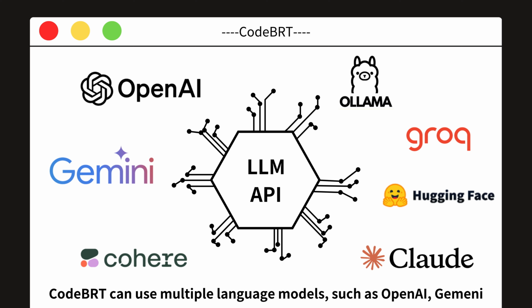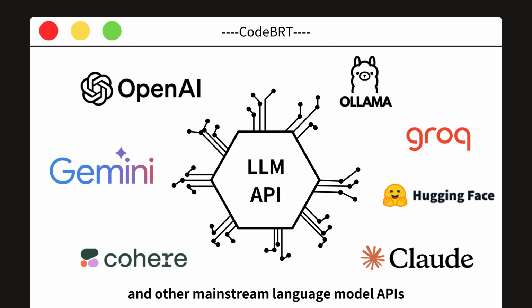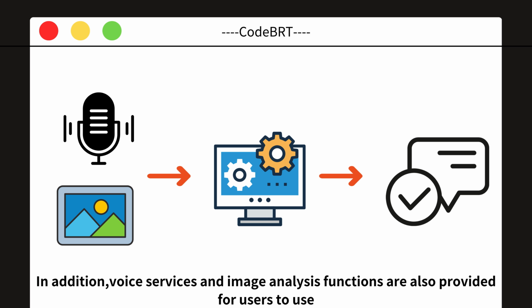CodeBRT can use multiple language models such as OpenAI, Gemini, and other mainstream language model APIs to respond to questions by users. In addition, voice service and image analysis functions are also provided for users to use.